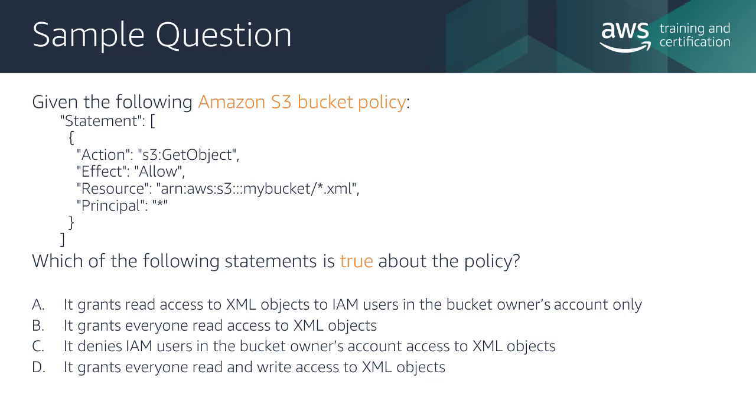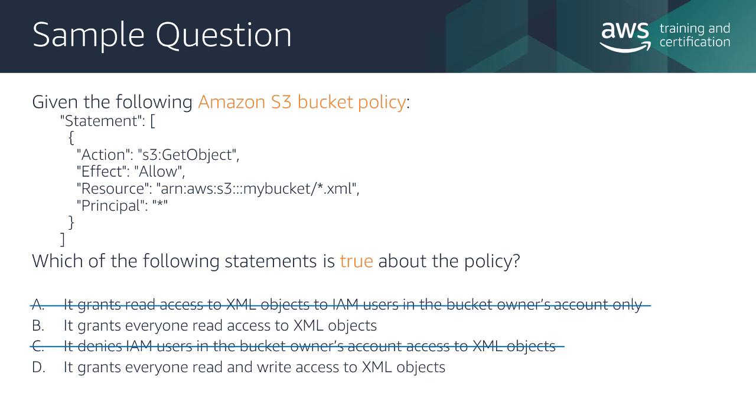So what can we get rid of? Well, first of all, I want to get rid of option C. The idea of denying IAM users in the bucket owner's account access, it's not a deny policy. This is only an allow policy, so right away, C makes no sense at all. I want to get rid of option A.